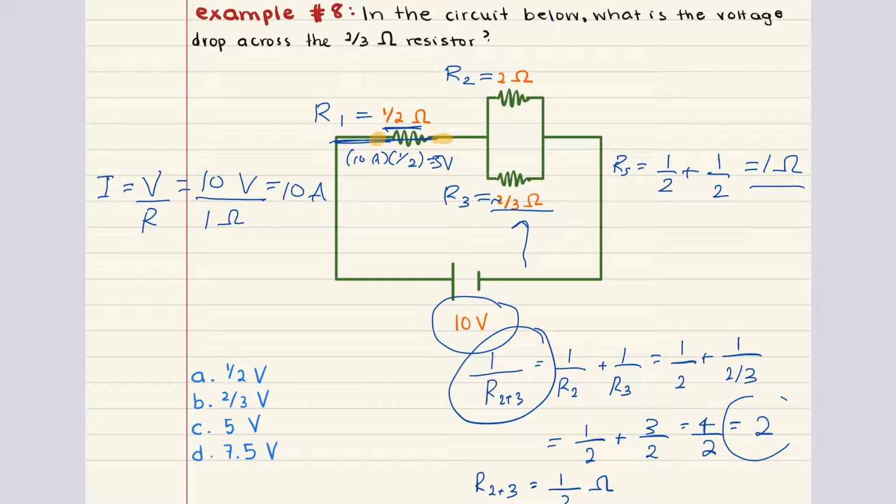Therefore, there must be a 5-volt drop across both of these two resistors, R2 and R3, based off of what we know about Kirchhoff's loop rule. And that means the correct answer for problem 8 is answer choice C.